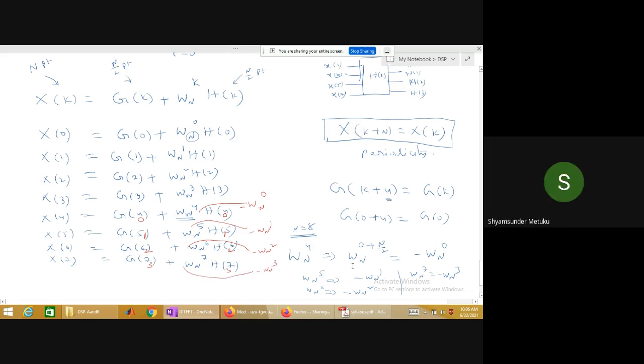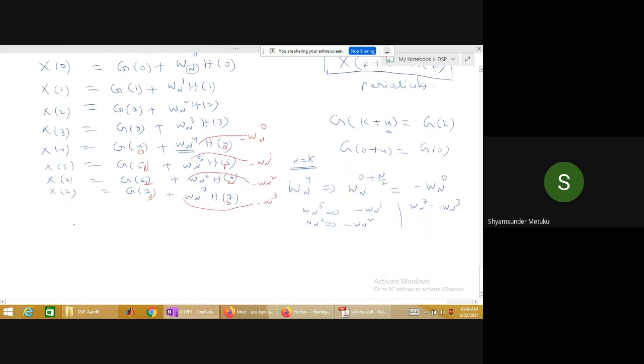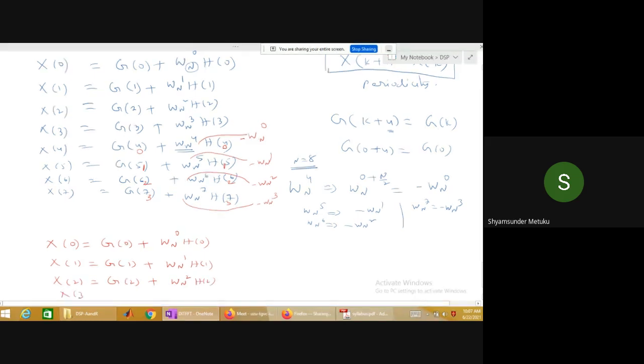Okay, let me rewrite all these equations so that we get clarity on it. I'm writing with a red color so that it will be the updated version. Capital X of 0 can be written as g of 0 plus W_N to the power of 0 h of 0. X of 1 is g of 1 plus W_N to the power of 1 h of 1. X of 2 is g of 2 plus W_N to the power of 2 h of 2. X of 3 is g of 3 plus W_N to the power of 3 h of 3. Then capital X of 4, can you tell me what I should write?